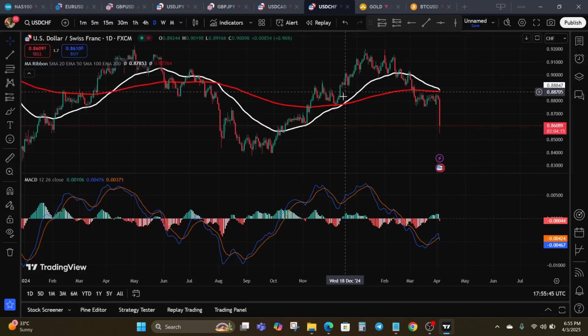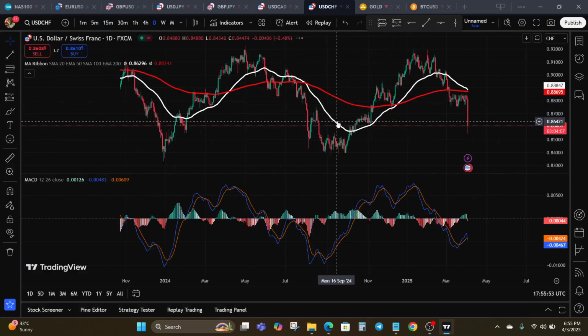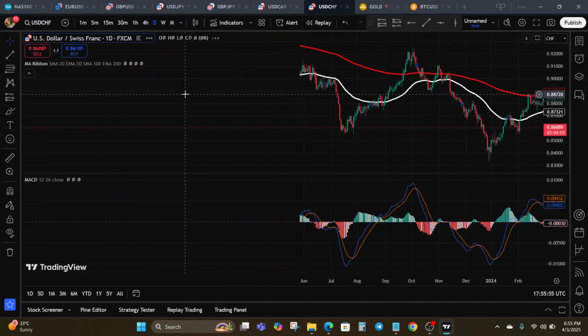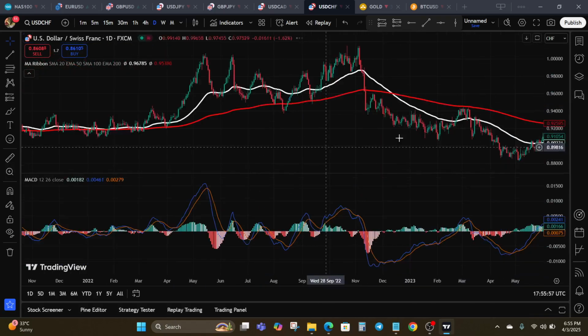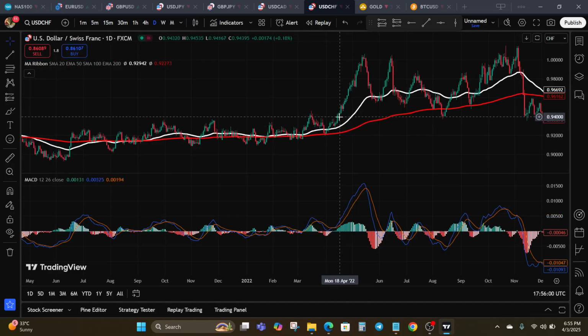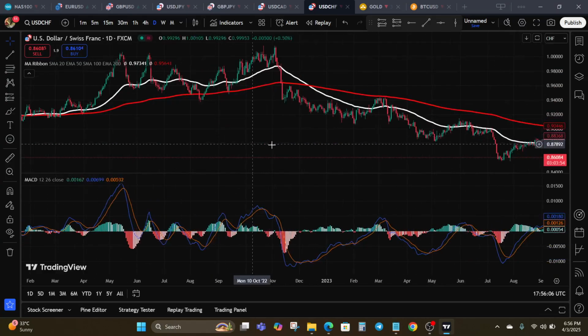The 50 EMA is used for short-term trends, while the 200 EMA helps us identify the overall market direction. If the 50 EMA is above the 200, like what we can see happening here, we focus on buying opportunities. If the 50 EMA is below the 200 EMA, we focus on selling opportunities. Then you use the MACD for confirmation.